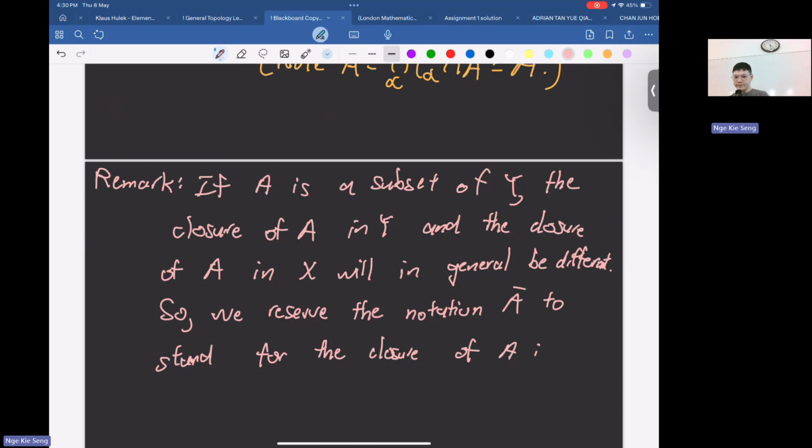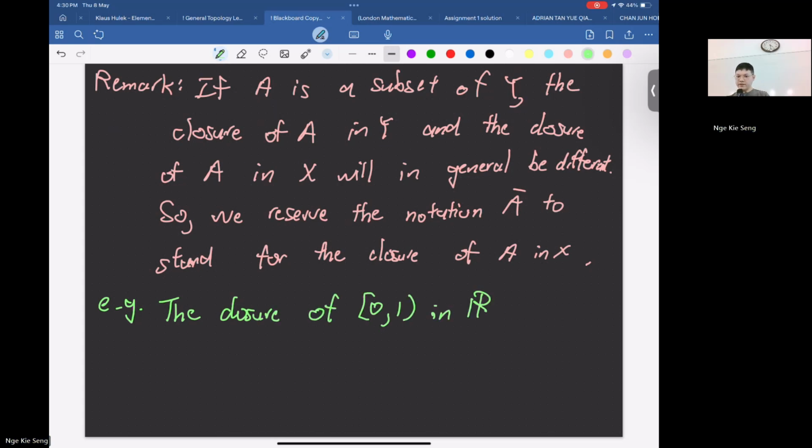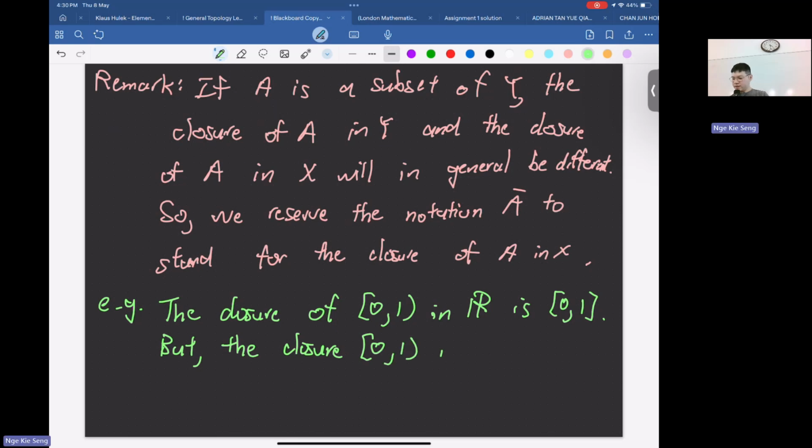And we try not to use the same notation. Maybe I give you an example. For example, what is the closure of this half open interval here? You need to put your one back. But what is the closure of this half open interval in itself as a subspace? It is just itself. Why?